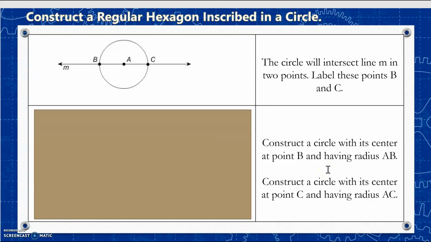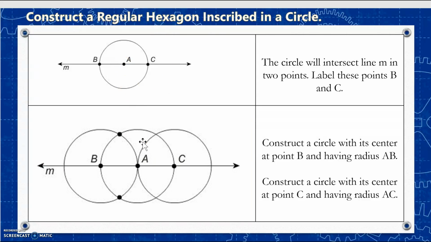We're going to construct a circle with a center at B having the radius AB. So you put the point at B, open your compass to A, construct a circle. Then you pick up your compass, point on C, should be already open to A, and construct another circle. So now we have 3 circles. 1, 2, 3.